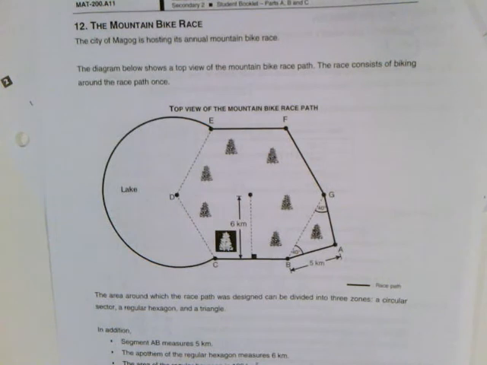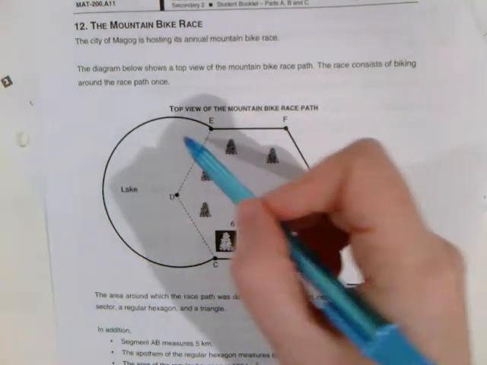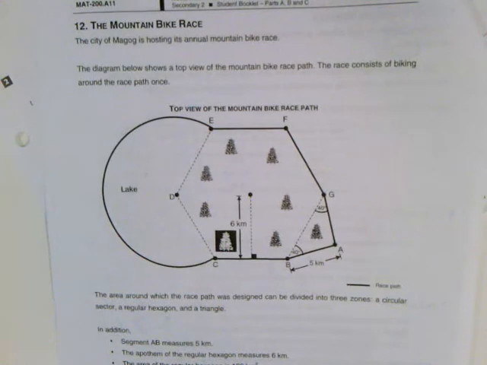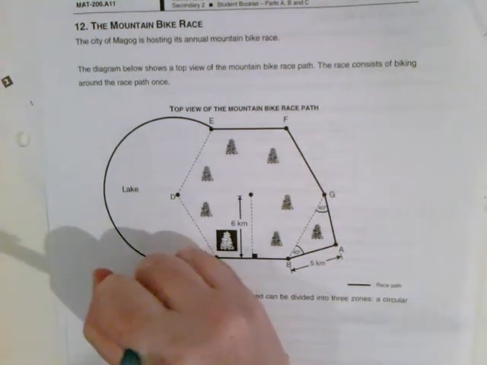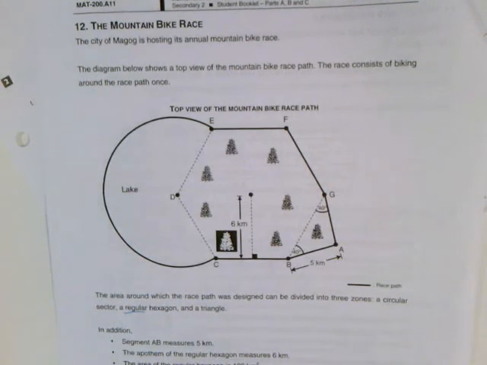And it's talking about this dark part around the outside. So the area around which the race path was designed can be divided into three zones: a circular sector, a regular hexagon, and a triangle. That's really nice that they told you what those shapes are. You should be able to identify that you have a circle, you just don't have the whole circle. You have a hexagon in the middle and a triangle on the side, okay? And it specifies that it is a regular hexagon, which means all of the side lengths are the same.